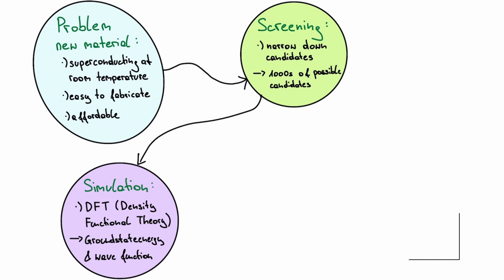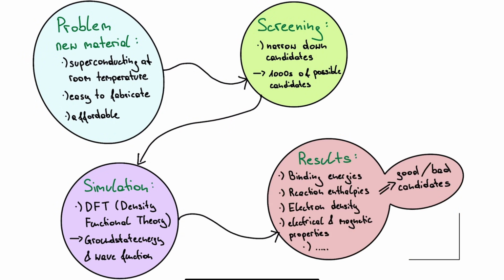With the ground state wave function and the ground state energy, we can already do a lot. For one, they tell us whether the material can exist in the first place. And directly from the ground state energy and the wave function, we can compute additional properties. For example, binding energies, reaction enthalpies, or the electron density. In other words, once we have these, we can build on them to derive further quantities, many of which can still be computed classically without a quantum computer.